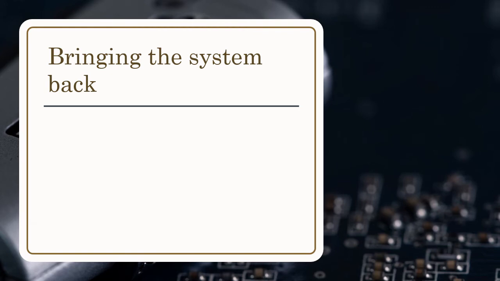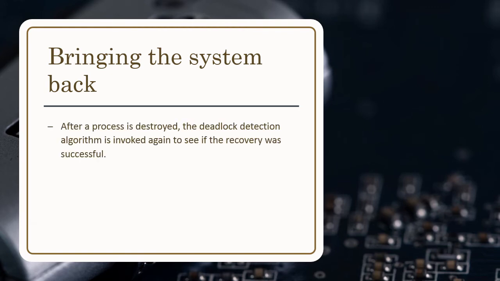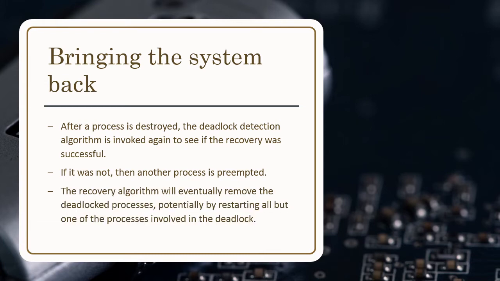Bringing the system back. After a process is destroyed, the deadlock detection algorithm is invoked again to see if the recovery was successful. If it was not, then another process is preempted. The recovery algorithm will eventually remove the deadlocked processes, potentially by restarting all but one of the processes involved in the deadlock. Then the system continues normal operation.